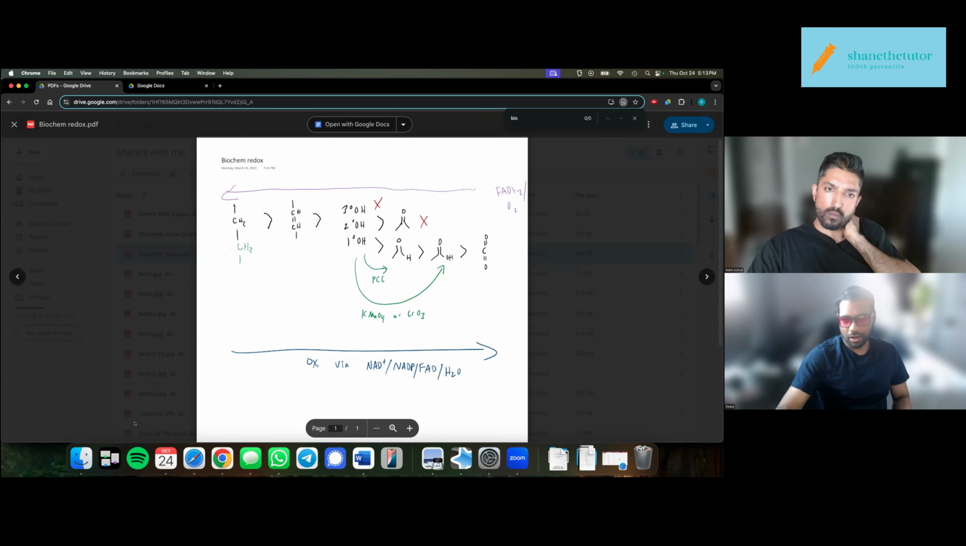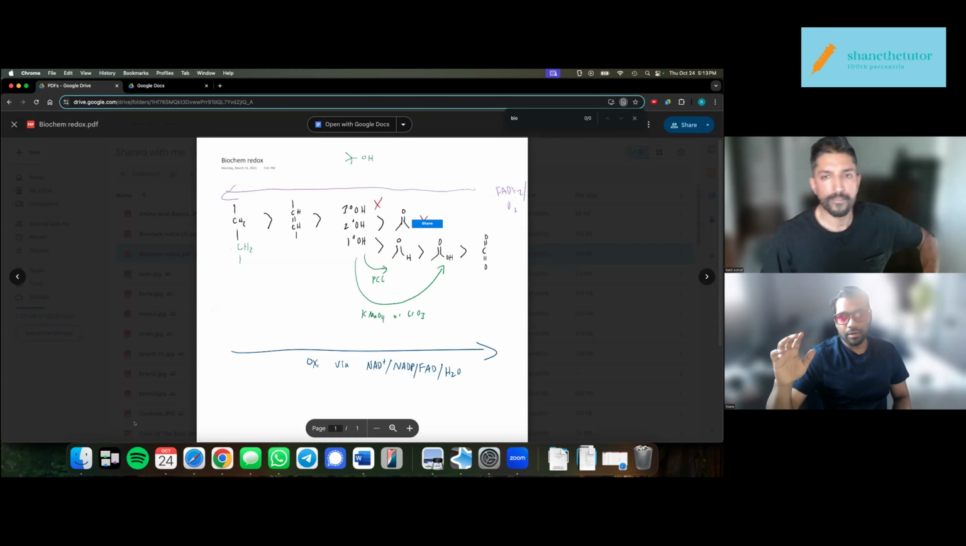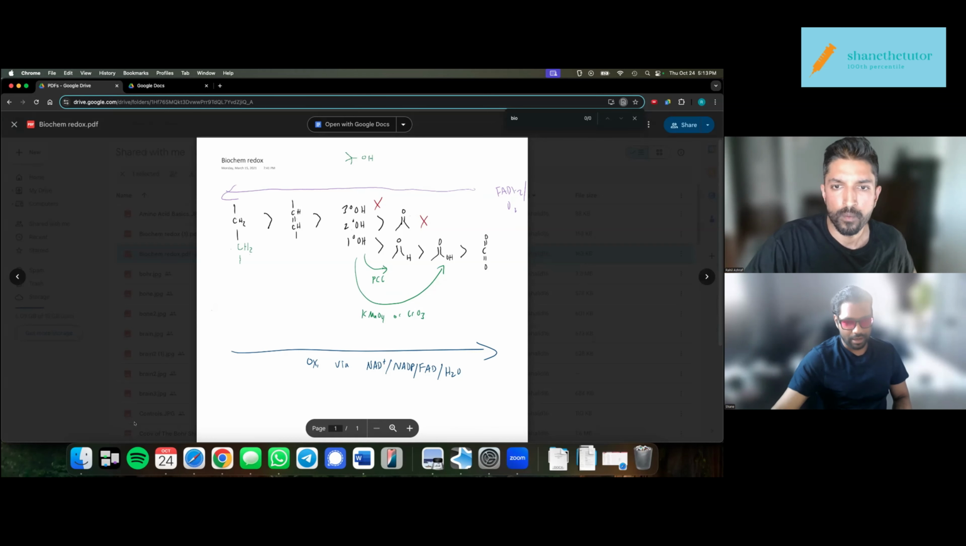aka an alcohol. So, what type of alcohol is this? A tertiary alcohol, yes, exactly. Good. If you have a tertiary alcohol, you cannot oxidize that any further. Now, if you have a secondary alcohol and you oxidize that, you'll get what's this? A ketone, okay. Yep. But once you get the ketone, you cannot oxidize that any further.